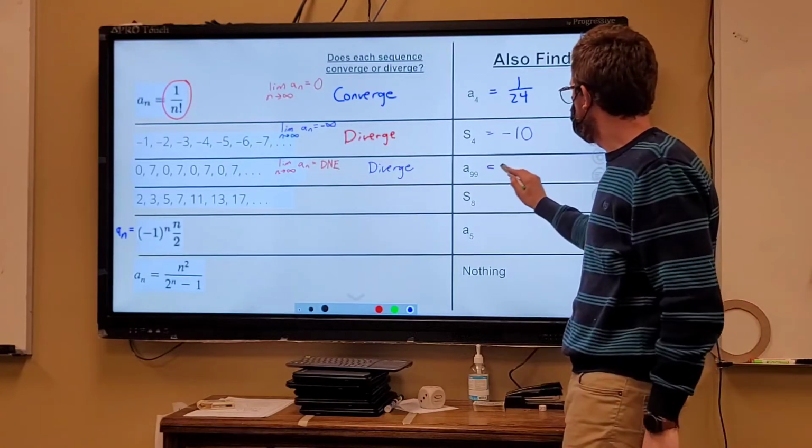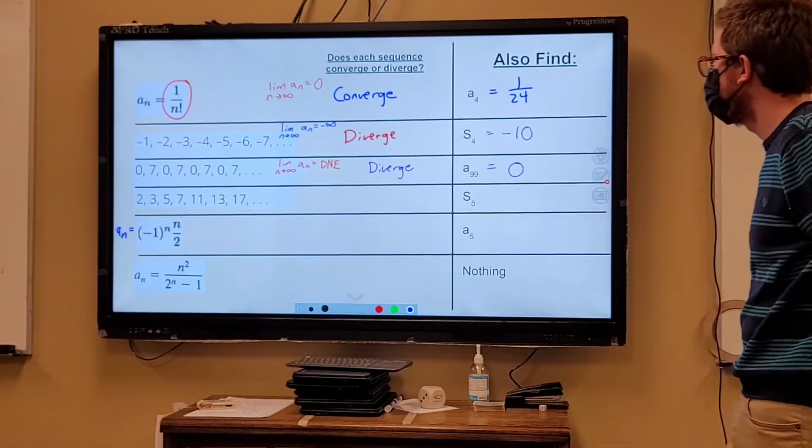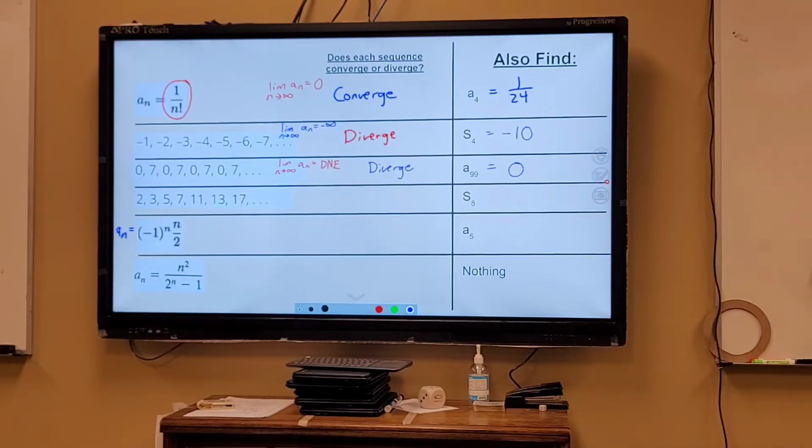Does it diverge? Yeah, I think it's diverging. -1, -2. So it would be, yeah, negative 1.